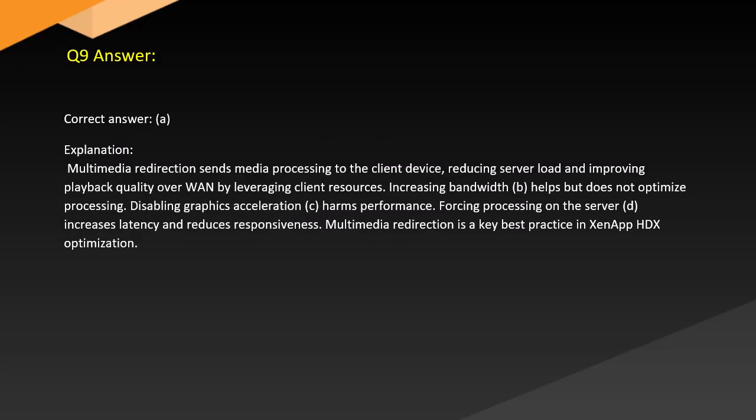Answer. Correct answer: A. Explanation. Multimedia redirection sends media processing to the client device, reducing server load and improving playback quality over WAN by leveraging client resources. Increasing bandwidth, B, helps but does not optimize processing. Disabling graphics acceleration, C, harms performance. Forcing processing on the server, D, increases latency and reduces responsiveness. Multimedia redirection is a key practice in XenApp HDX optimization.